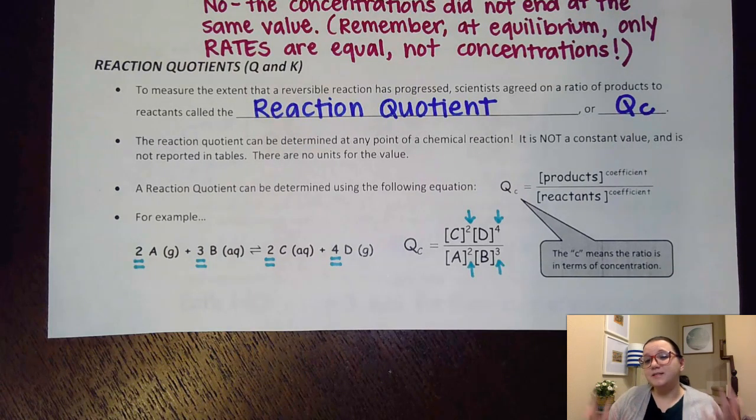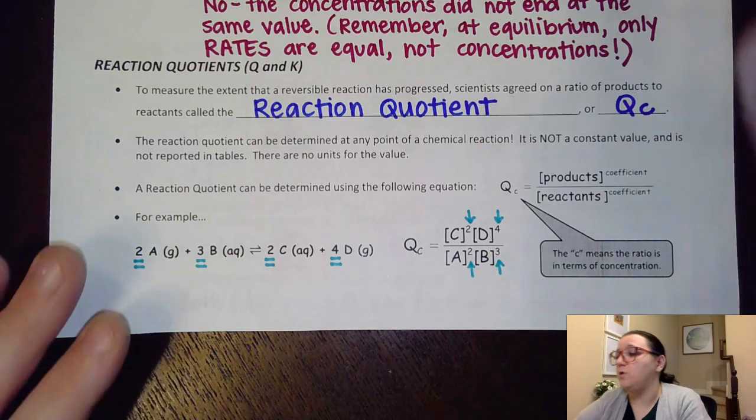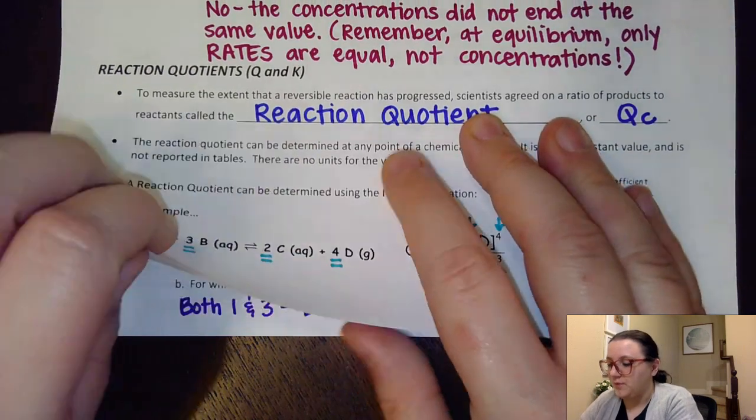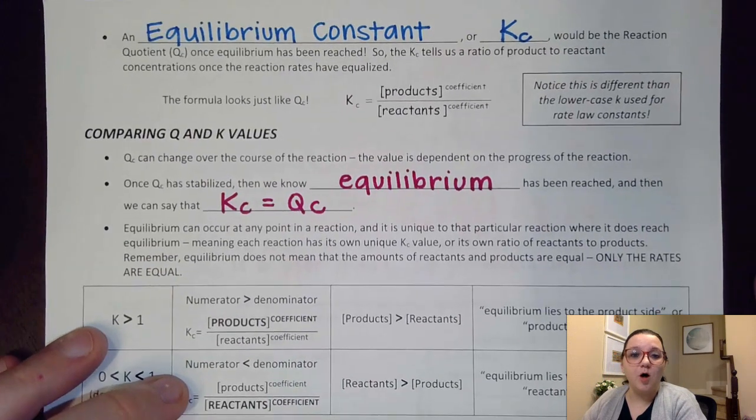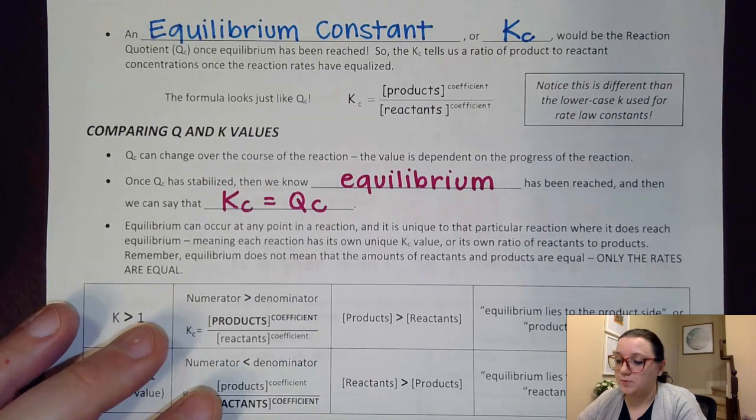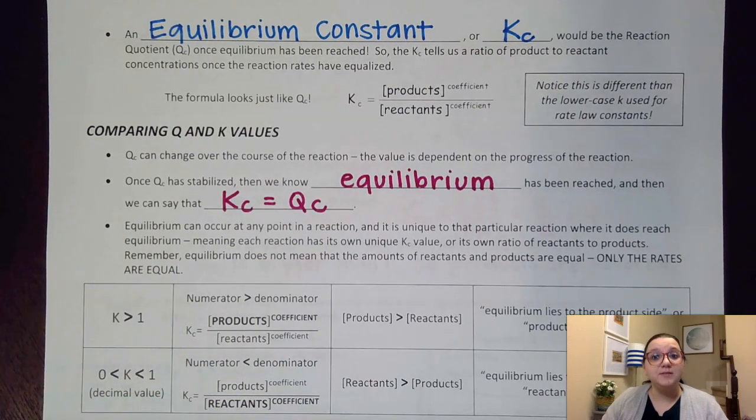Now, something to consider is the fact that most of the time, I don't care about the reaction quotient at the beginning or the middle of an experiment. I really care about what the reaction quotient is at equilibrium. And so when the reaction quotient is at equilibrium, we give it a special symbol. So that's where we would call it at that point an equilibrium constant, or K with a subscript of C.